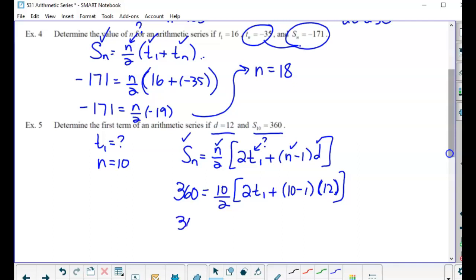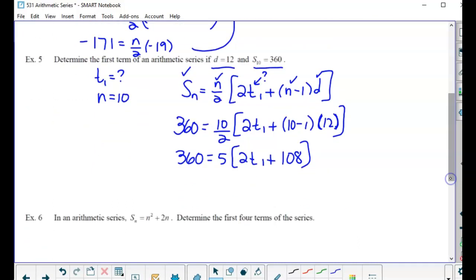Okay, so 9 times 12 is 108. You can expand out, you could divide by 5, however you like to solve that. Fastest is to divide by 5.